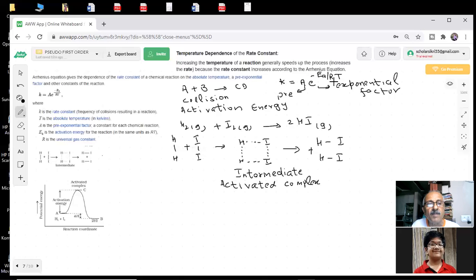So here is the important point coming from the Arrhenius concept. He is giving the exponential factor and the pre-exponential factor, which we call the collision factor, students: how many collisions per second per unit volume are taking place in the reaction. So the activated complex is this state, and then the product is formed.